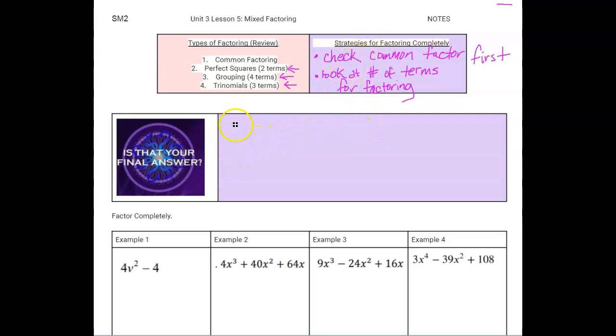So is that your final answer? You'll know it's your final answer when all the terms are factored and you can't do any further factoring. So it's hard to tell and you just have to keep asking yourself. So I'm just going to write keep looking for additional factoring. And I know this is a very vague rule, but that's really what it is.